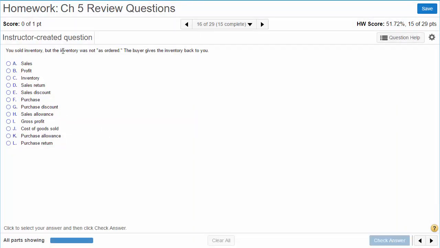You sold inventory, but the inventory was not as ordered. The buyer gives the inventory back to us. So we sold them something and it was either the wrong color, the wrong item, or it was damaged, and the buyer returns it to us. Since we're the one who made the sale, that's a sales return.